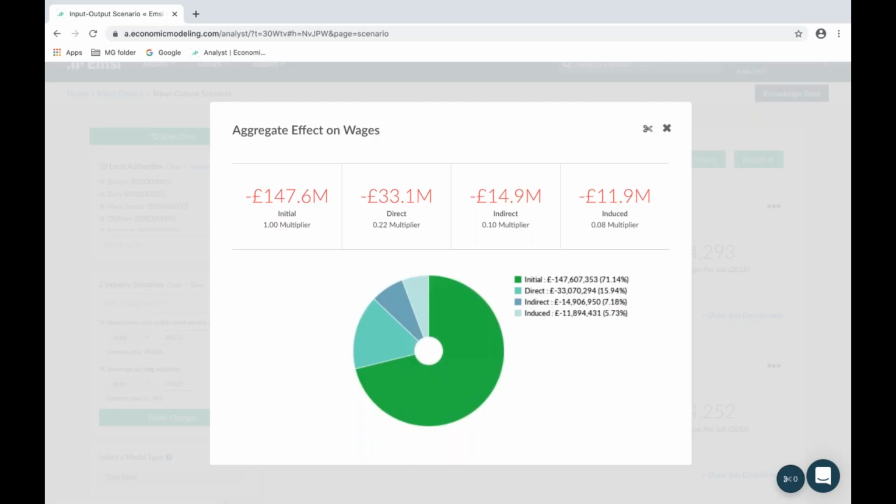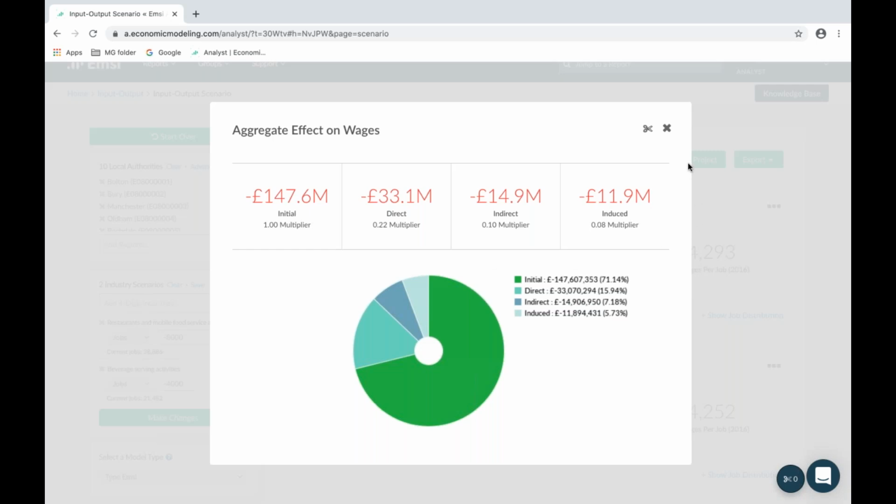Okay, I'm just going to explain this in a bit more detail. The dark green box is the initial impact, which is taking away 147 million pounds. The initial effect doesn't allow for ripple effects. So this is the immediate effect of taking those jobs out of the labour market.